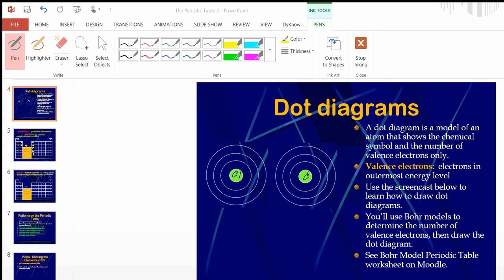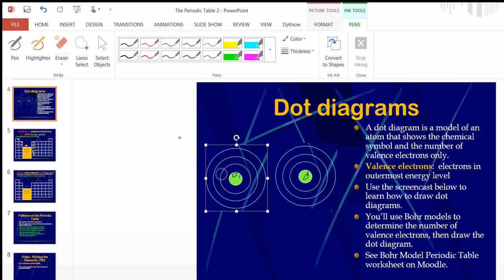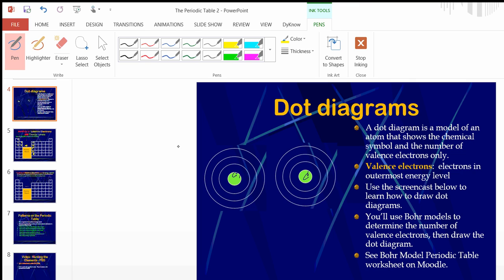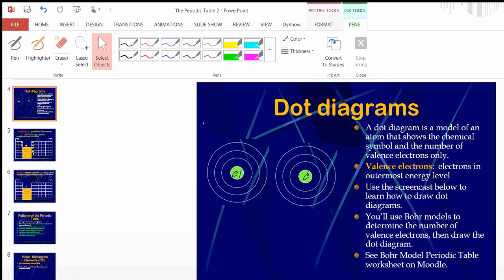So chlorine, you'd have to look on your periodic table and find out that chlorine has 17 electrons. You would know this because it has an atomic number of 17, which means it has 17 protons and 17 electrons. So we'd need to put 17. Okay. So 1, 2, 3, 4, 5, 6, 7, 8, 9, 10. That's the first 10. And then there's 7 more to go in the next energy level.